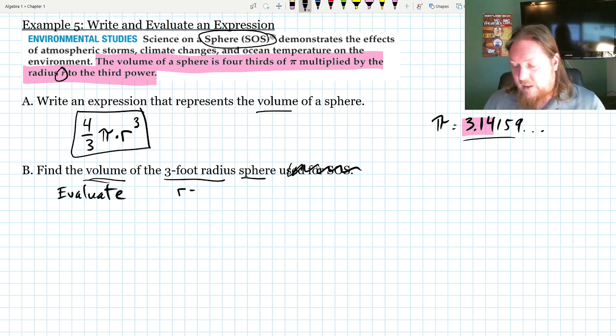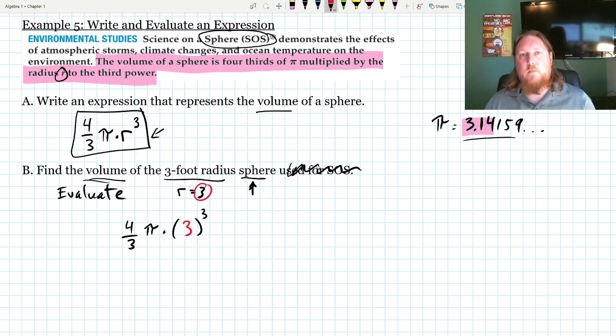A radius that is 3. See, I've got a variable, and now I've got a value for the variable, just like in the last example, example 4. And here, you've got a sphere, which, hey, we know the expression to represent the volume of a sphere. So 4/3 pi times the radius cubed. And I know my radius is 3. Now, this is definitely where having a calculator can really make your life easy. I'm going to do it by hand, and then I'll show you how you can type this out on a calculator.